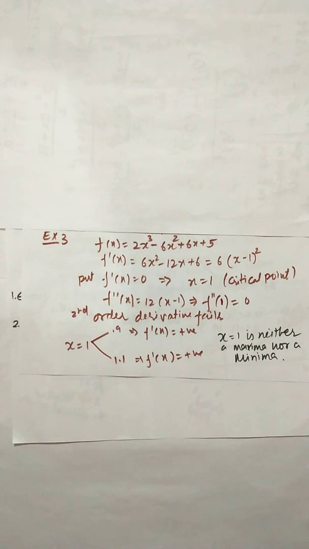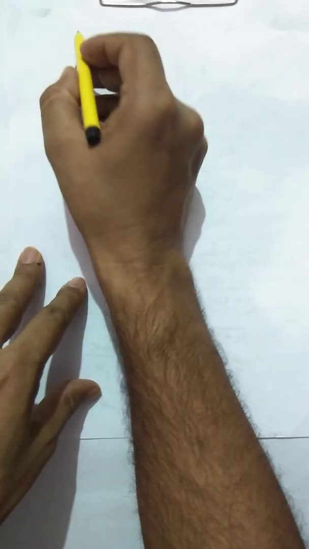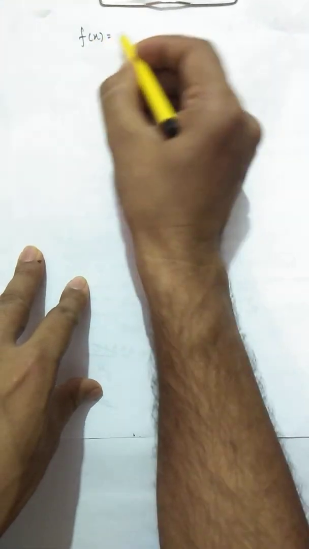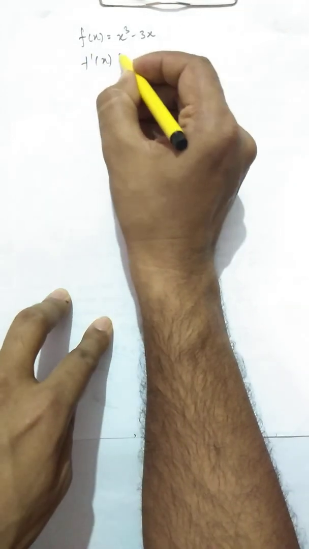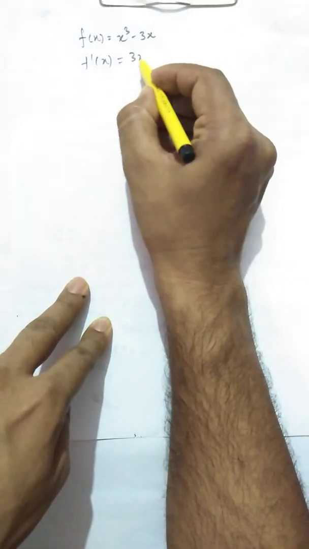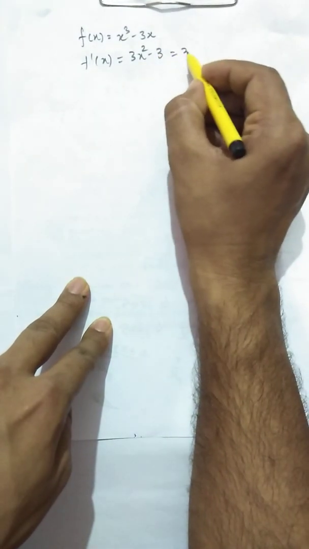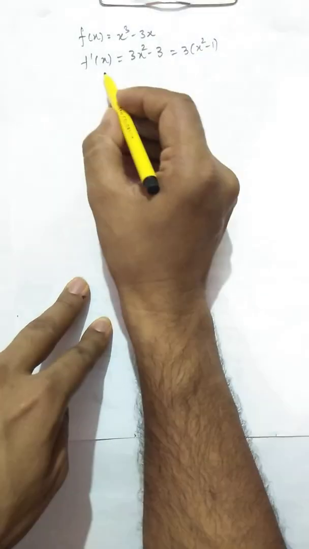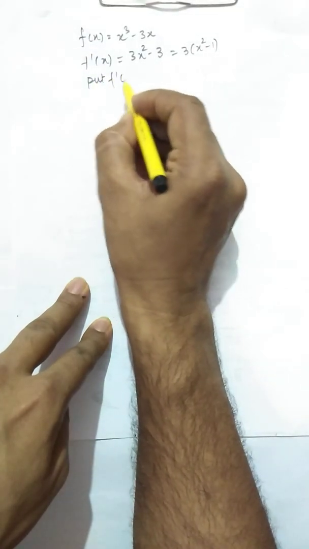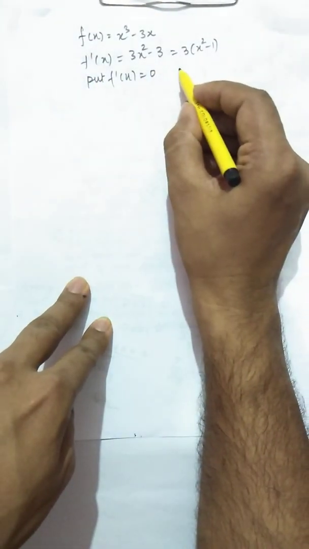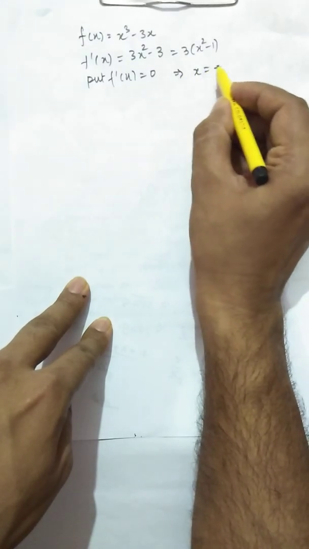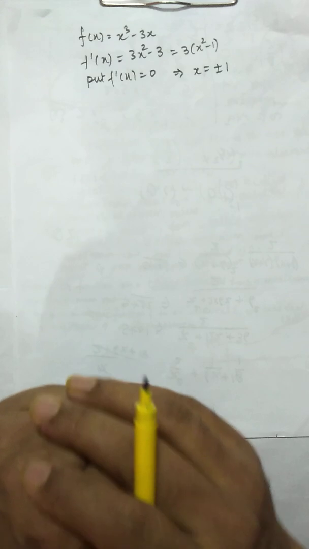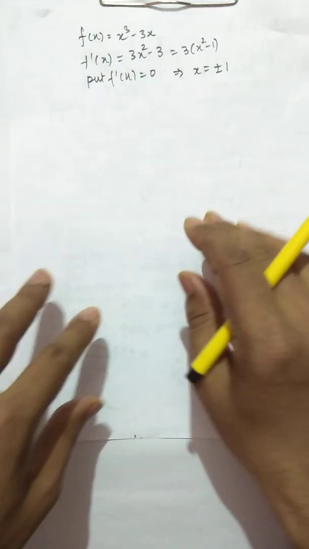Now we'll take another example. Let's take an example, f of x equal to x cube minus 3x. To find the local maximum and local minima, we have to differentiate it first. We are going to apply the second order derivative test. So this is 3x square minus 3. You can take 3 common, so this is x square minus 1. Put f dash x equal to 0 to get the critical points. So you are going to get x equal to plus minus 1. It means there are two critical points, plus 1 and minus 1.